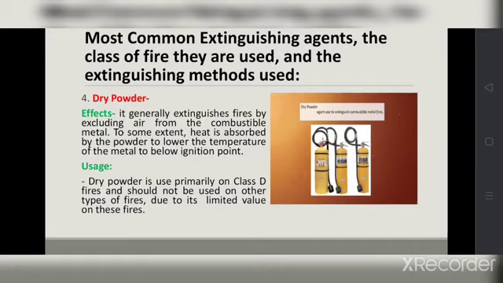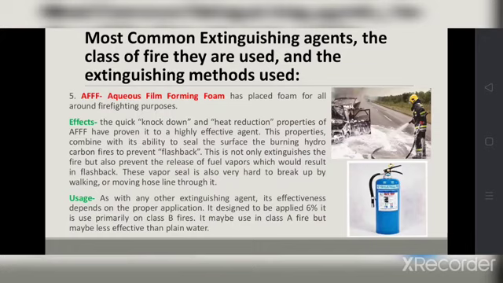So usage. Dry powder is used primarily on class D fires and should not be used on other types of fire due to its limited value on those fires. So once the extinguishing agent is only intended for this type of fire, let's use it in a correct way by classifying what type of fire is being burned.